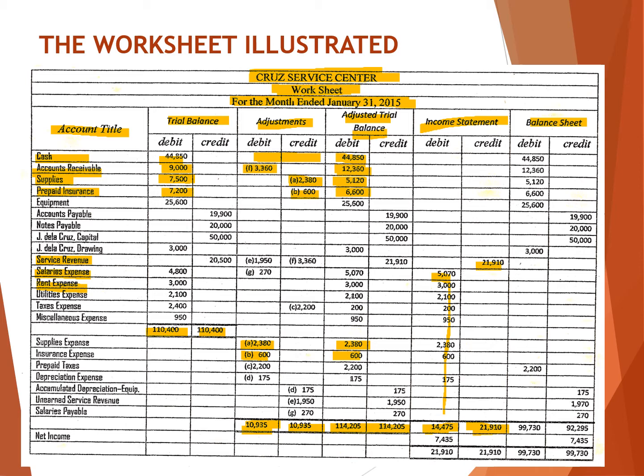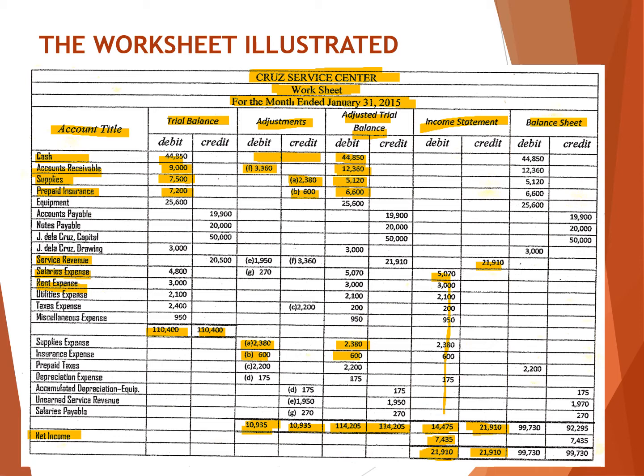Ano lang ang kailangan mong gawin? You need to subtract the total of the debit and the credit. As you can see here, the total of credit is higher than the total of debit, which means there is a net income. Now, saan natin ilalagay yung difference? Doon sa kung saan mas maliit yung amount. So that, pag in-add mo siya, magiging 21,910 na, which is equal to the total of credit na 21,910.